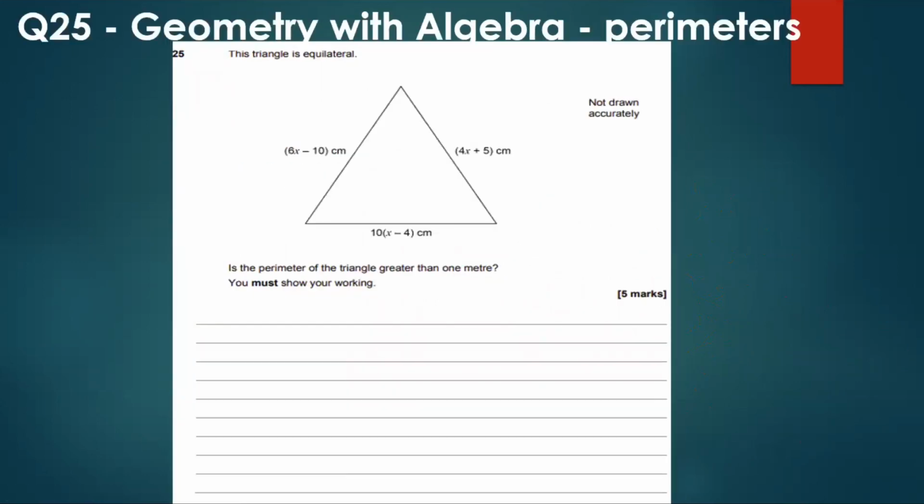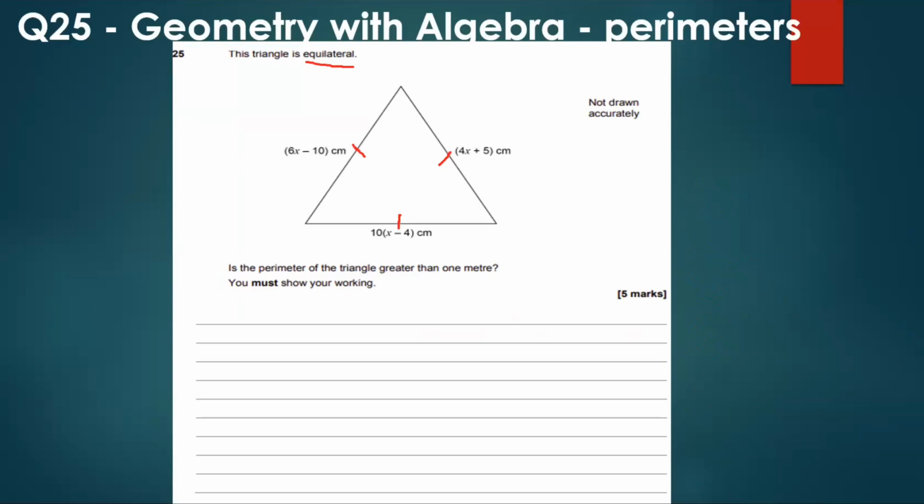Okay, so this triangle is equilateral, so that's a very important part. Is the perimeter of the triangle greater than 1 meter? You must show your working. Now, equilateral means that all these side lengths and angles are going to be equal. So this length here equals this length here, which equals this length here.